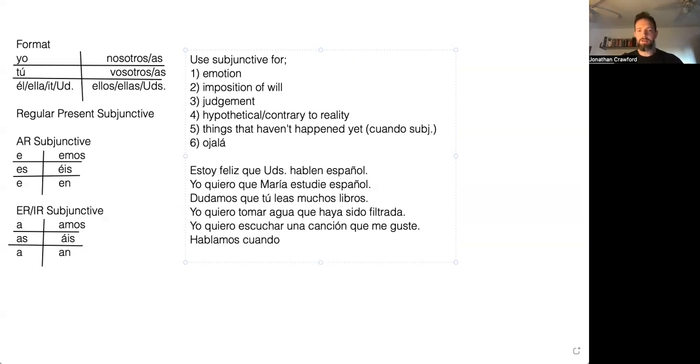Hablamos cuando yo, and then it'll be llegar. Llegar means to arrive. So we will speak when I arrive. And so this AR has to be an E. And since you can't have an E following a G without the G making an H sound, you have to put a silent U in there to preserve the solid sound of the G.